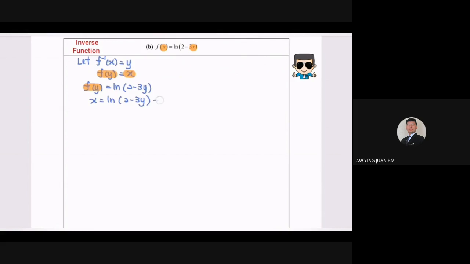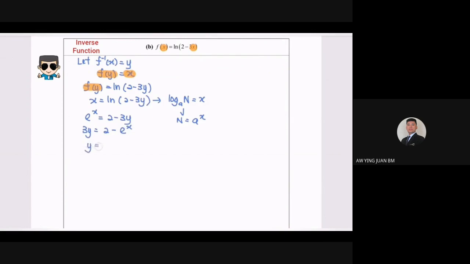So as we all know, this is a log form. So where we have log base 10 or base a, n is equals to x. So I'm going to change or convert into index form where we have n is equals to a to the power of x. So for this case, ln actually is log base e. So e to the power of x is equals to 2 minus 3y. Rearrange, so we have 3y equals to 2 minus e to the power of x. So finally, y is equals to negative e to the power of x over 3 plus 2 over 3.